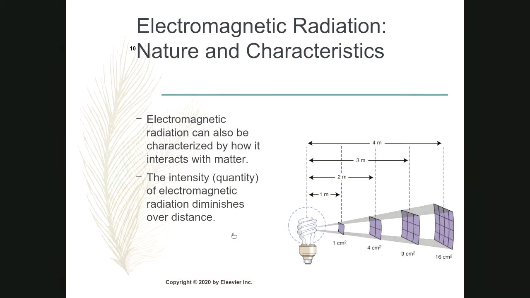They also reference the intensity, and remember, anytime we hear intensity, you want to think quantity or number. But the intensity of electromagnetic radiation diminishes over distance. Now, what does that mean? That means that the farther away you are from the source, the less radiation you receive. You can think about it in terms of light, because X-rays behave a lot like light, and this is called the inverse square law.